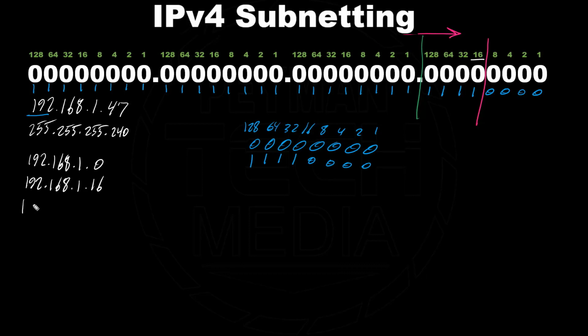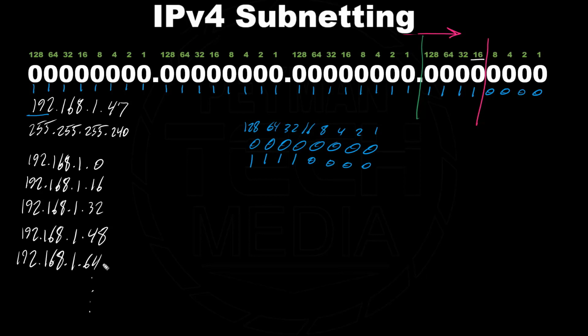192.168.1.16. Let's continue incrementing. 192.168.1.16 plus 16, 32. If we continue incrementing by 16, the next one would be 192.168.1.48. If we continue incrementing, 192.168.1.64. Do we need to continue incrementing? We don't, because 47 is already less than 64. We don't need to continue, but if we want, we simply continue incrementing by 16 for the next subnets.